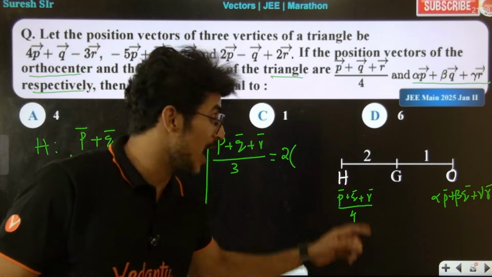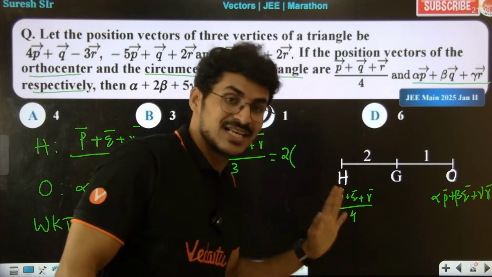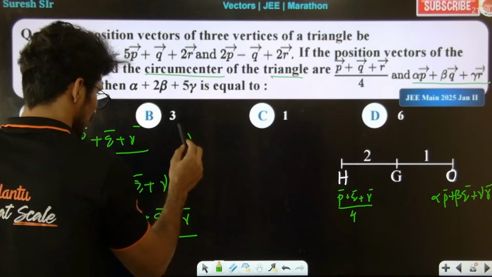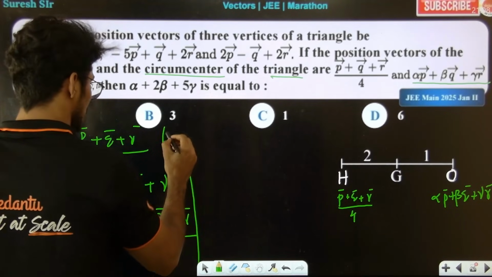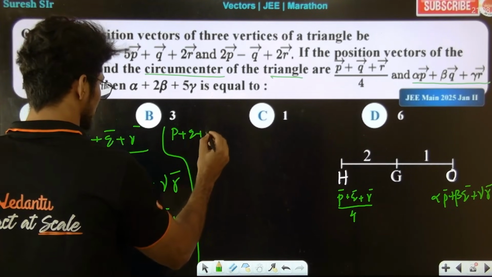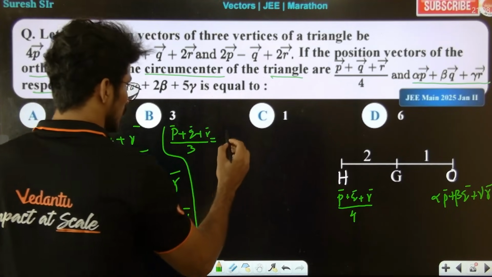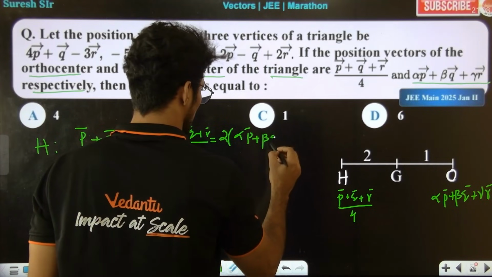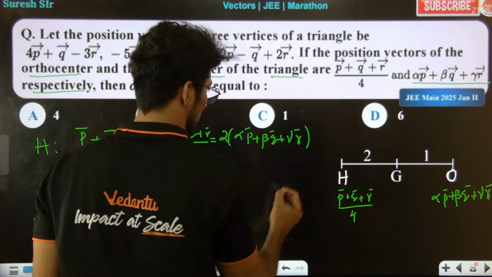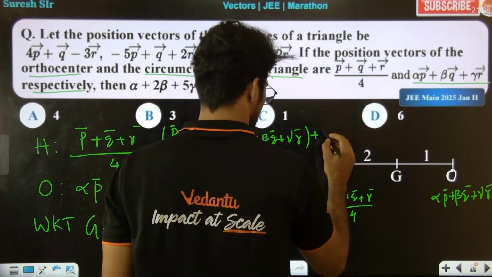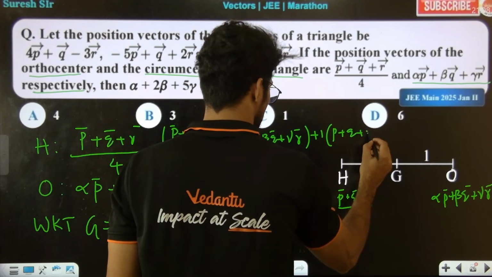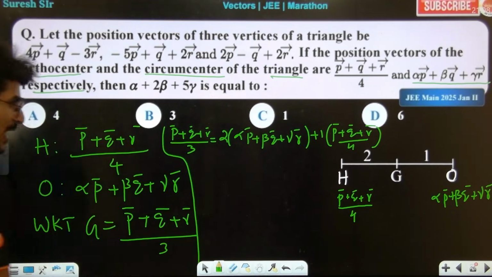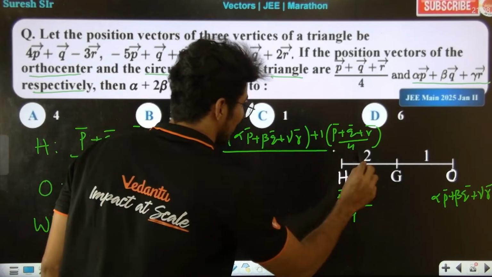Now apply the section formula: this into this plus this into this, divided by m plus n. Let me write neatly over here. So P plus Q plus R divided by 3 is equal to 2 times of alpha P plus beta Q plus gamma R, plus 1 time of P plus Q plus R divided by 4, right? Any doubts? No doubts, sir. Divided by 3, don't forget, m plus n is 3.